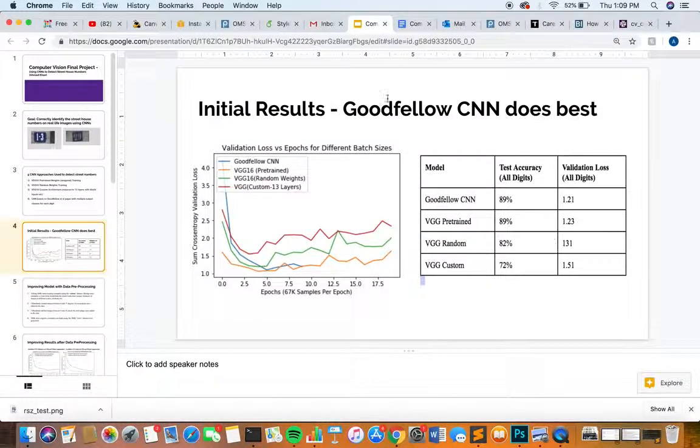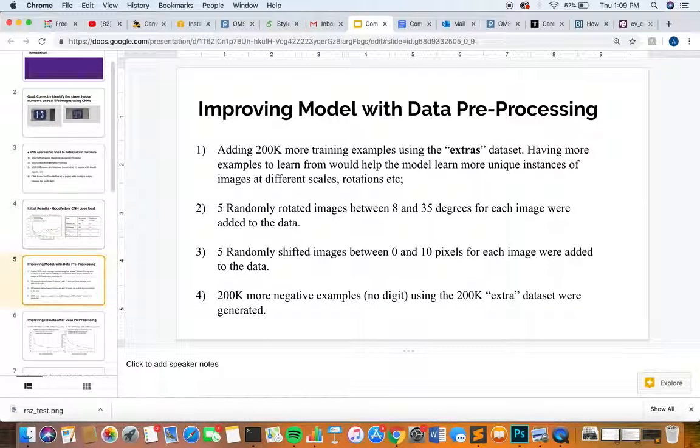Initial results are shown here below. We can see that the Goodfellow model does best along with the VGG pre-trained model. However, the Goodfellow model takes much less time to train because VGG requires 224 by 224 images, which take a lot longer to train and are also more memory expensive. The random and custom models did really poorly, so I discarded those going forward.